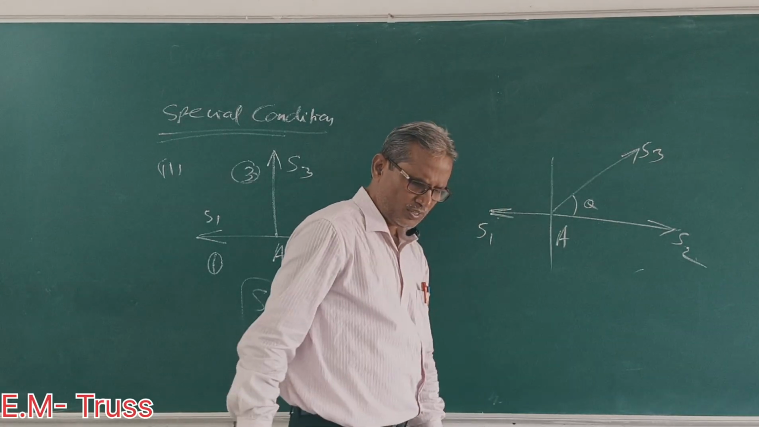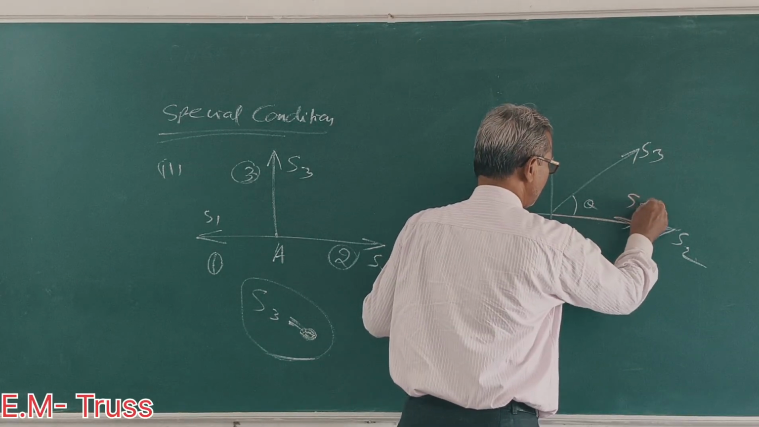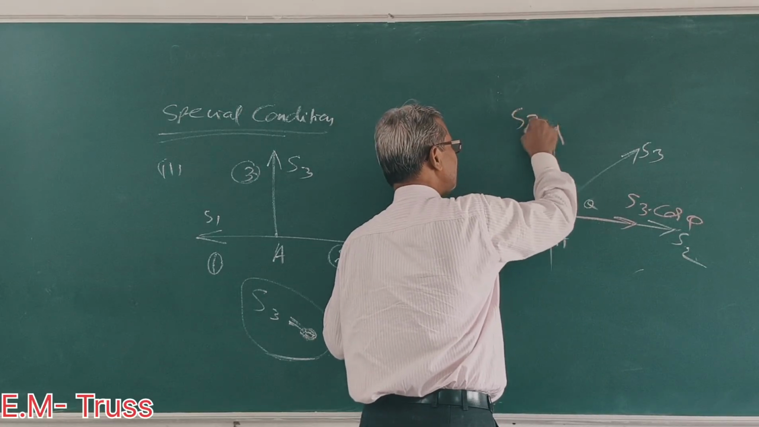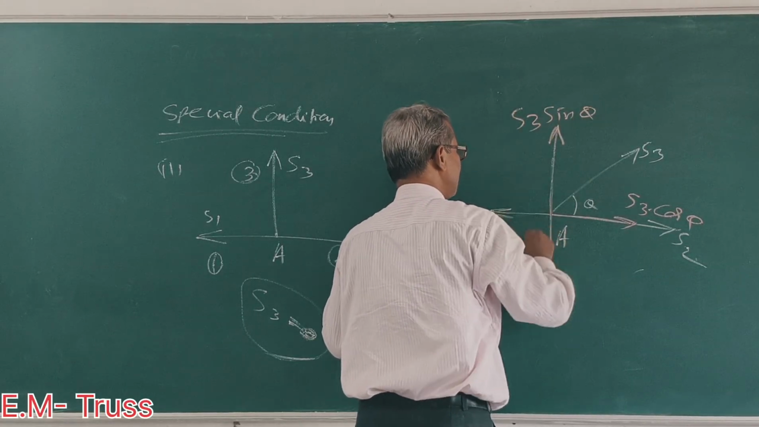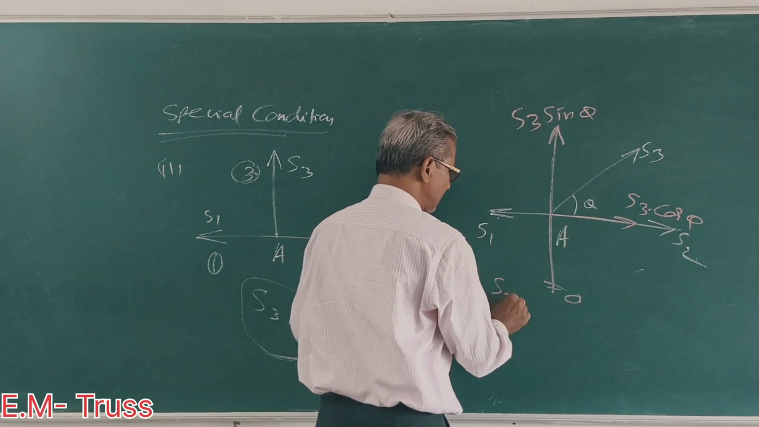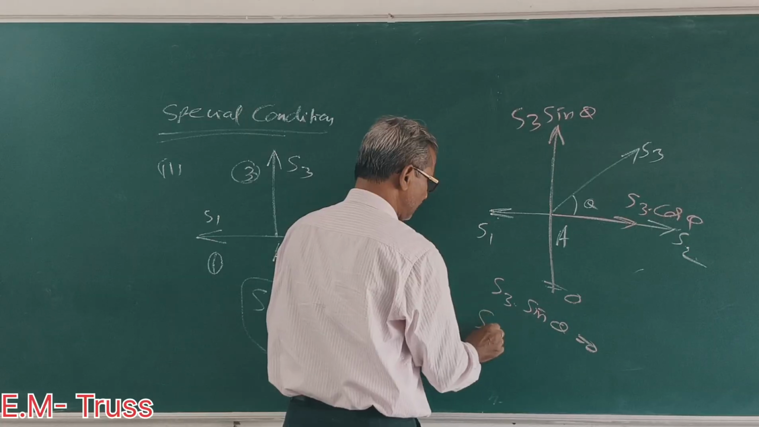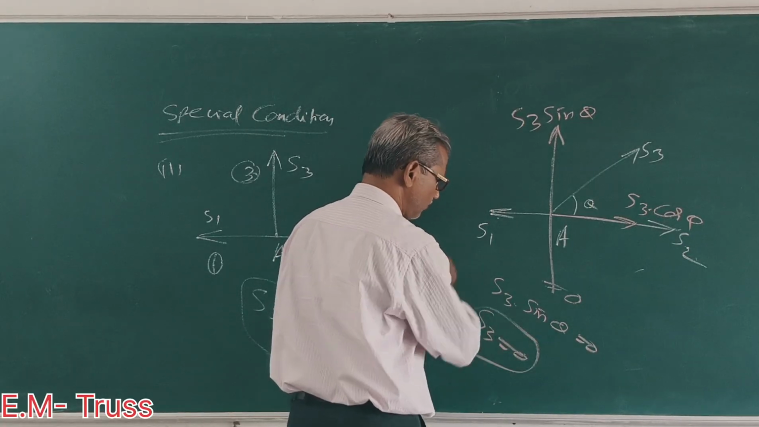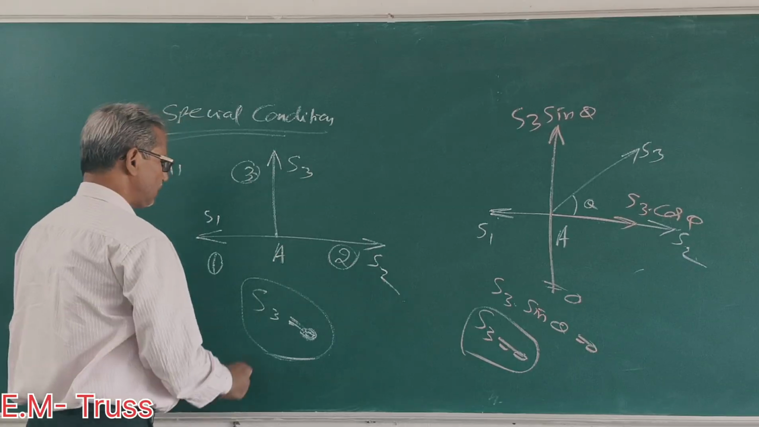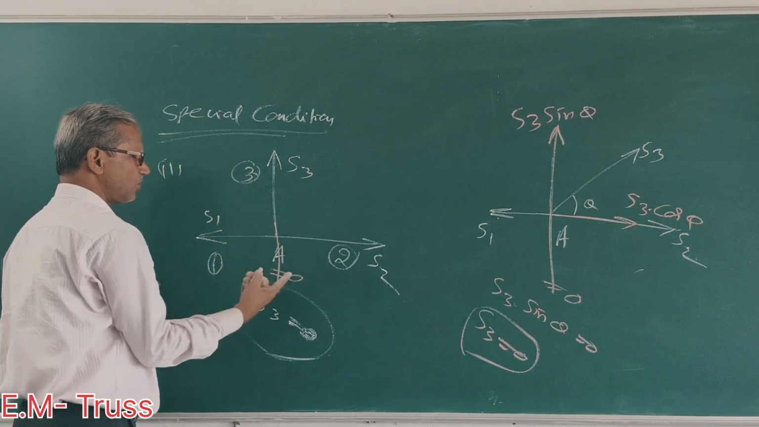At point A, what is this force? S3 cos theta. This force, S3 sin theta. Here, there is no force in the downward direction. So S3 sin theta is equal to 0, so S3 is equal to 0. Here also, no force in the downward direction. So S3 is equal to 0.